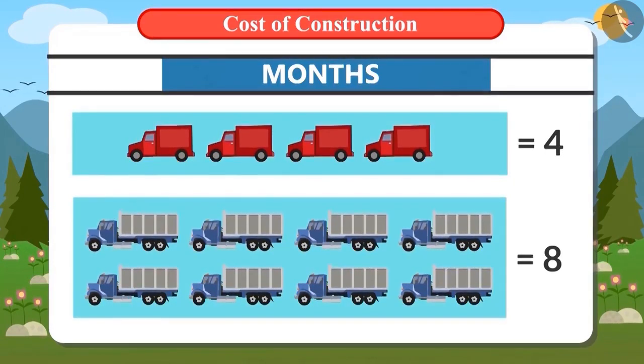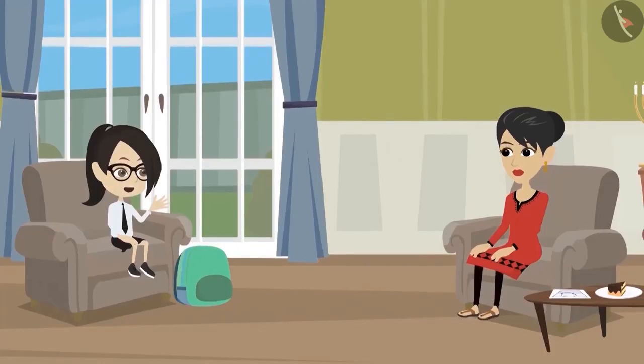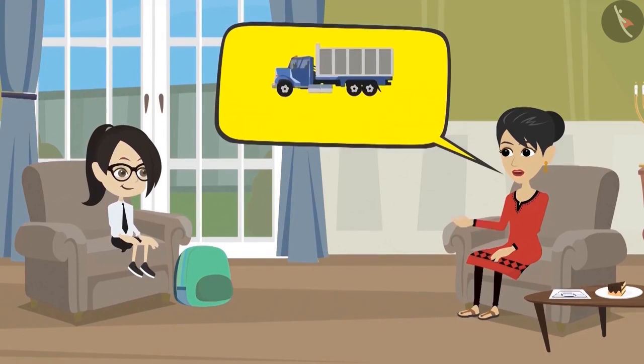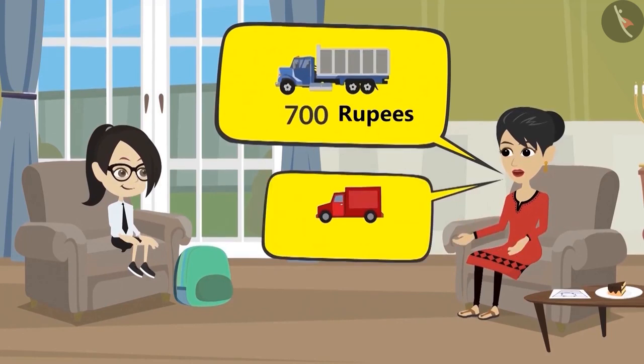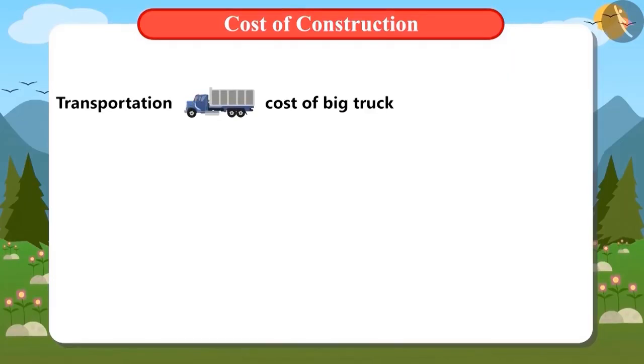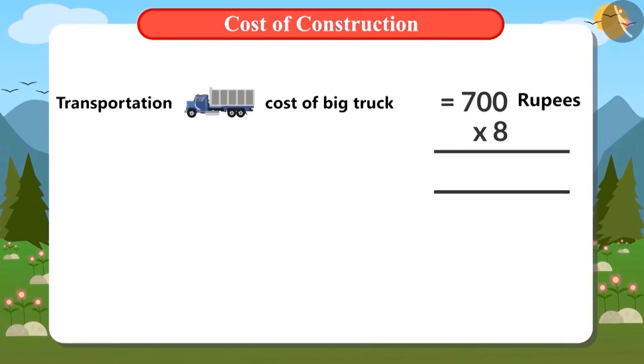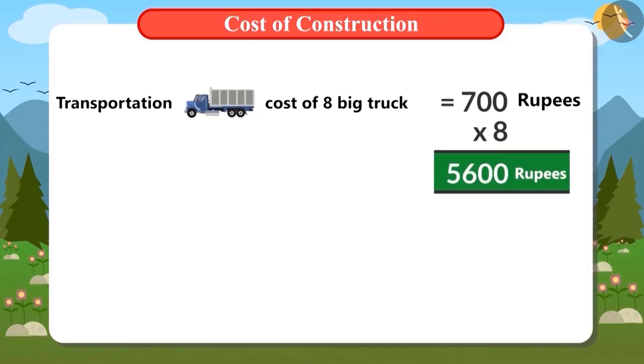Now let me calculate the cost of transportation. How much does it cost to get bricks in big and small trucks, Mummy? It costs 700 rupees to get bricks in a big truck and 350 rupees to get bricks in a small truck. It costs 700 rupees to get bricks once in a big truck. So to bring bricks 8 times in a big truck, you have to find the answer of 700 multiplied by 8. Okay, it will cost 5600 to get bricks in 8 big trucks.